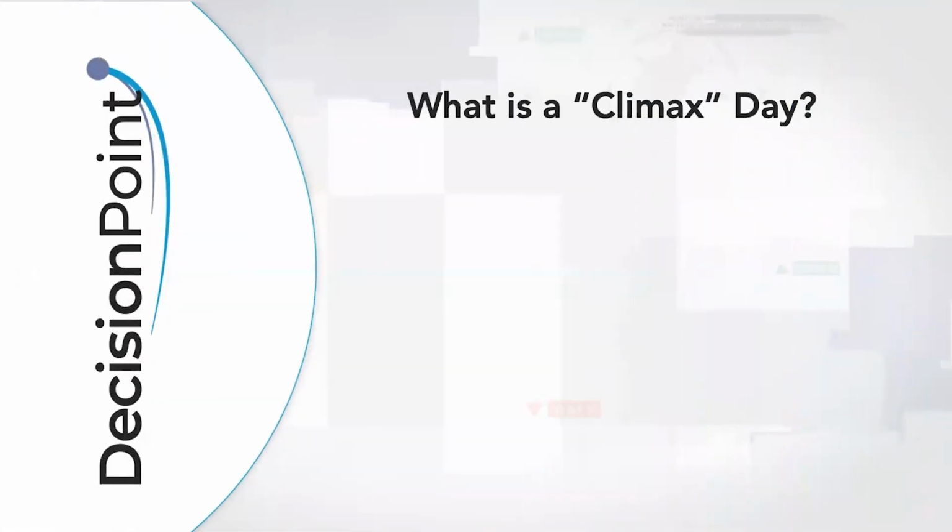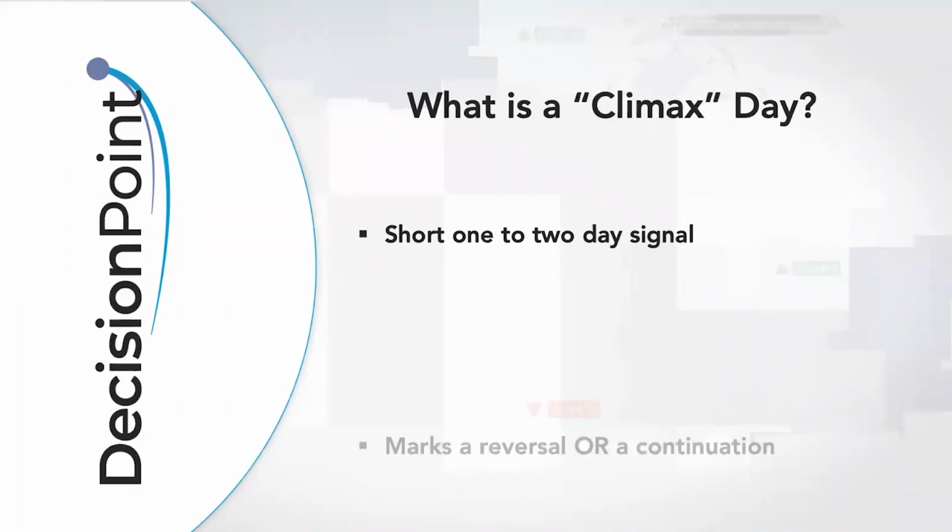All right, so what is a climax day? Well, usually that would be a short 1 to 2 day signal. So when we get these climaxes, it doesn't necessarily mark a long-term pivot point in the market, usually a short term and even a very short term in some regards. Sometimes it is only for a day or two that you get the follow through on these climax days, but they're pretty accurate when we do get them.